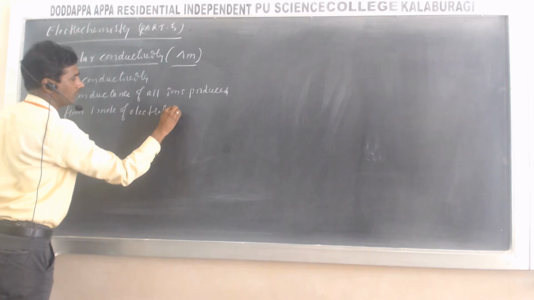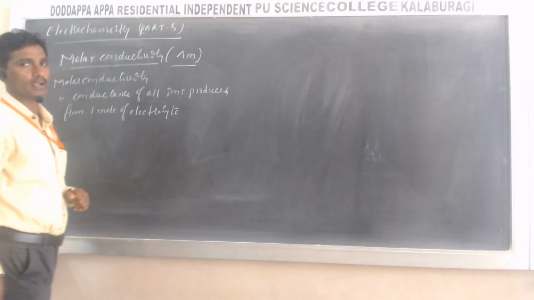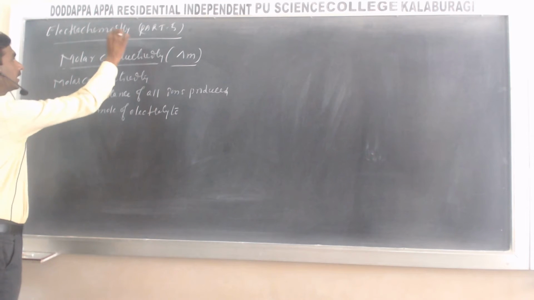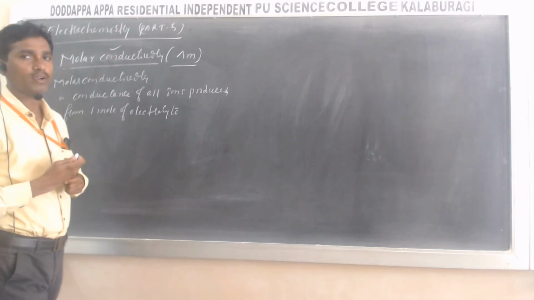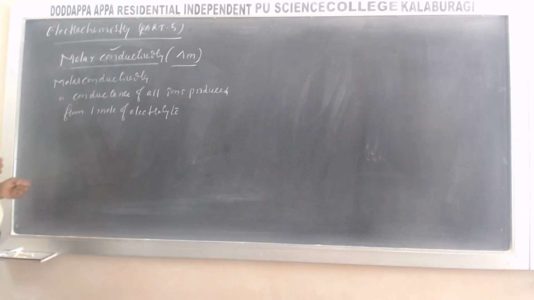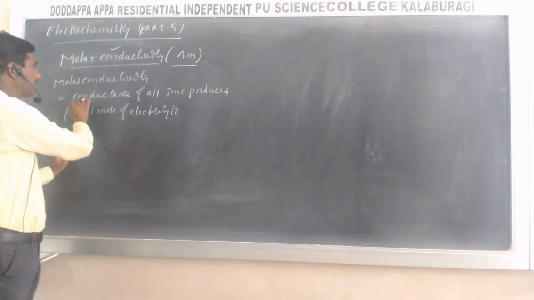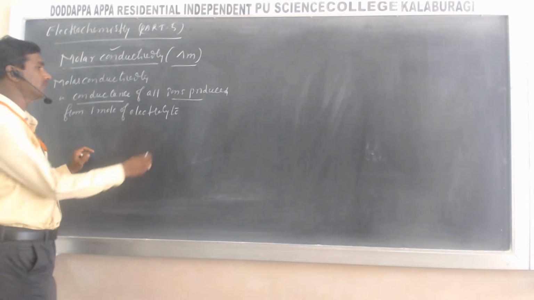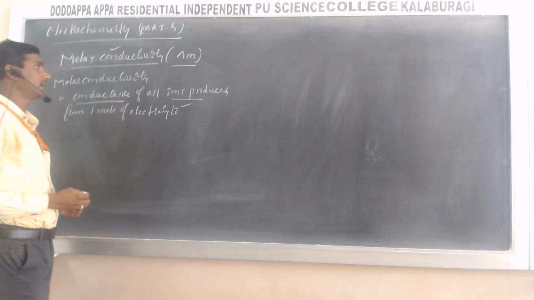So this is the definition of molar conductivity. Only conductivity is the reciprocal of resistivity. But here, molar conductivity is defined as the conductance of all ions produced from 1 mole of electrolyte. So it is called molar conductivity.